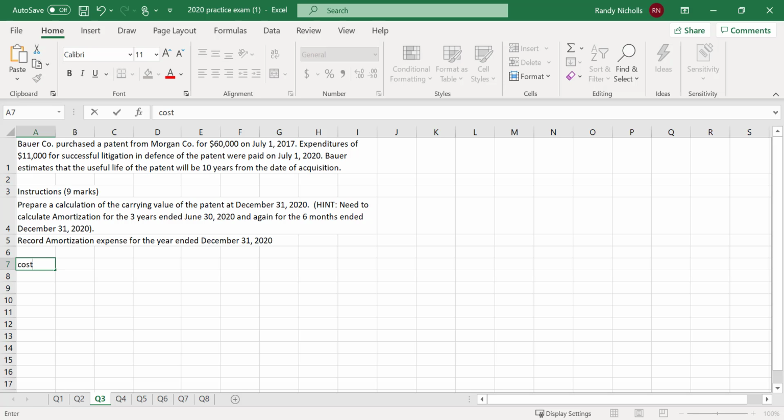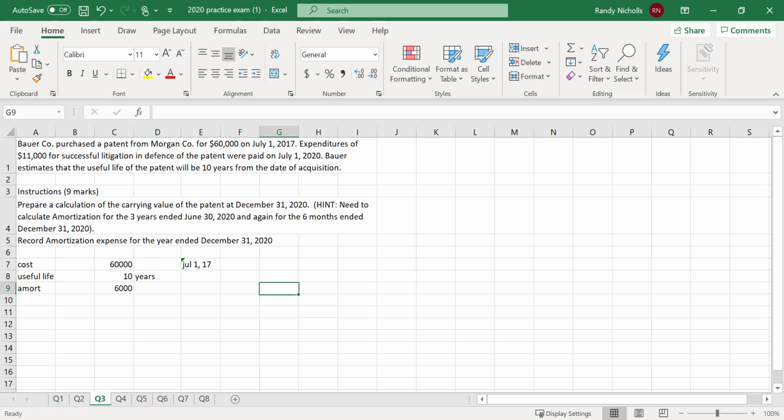So my cost was 60,000. And just to keep track of dates, I'm going to put July 1 of 17. It's got a 10-year life. So my amortization per year is going to be $6,000.